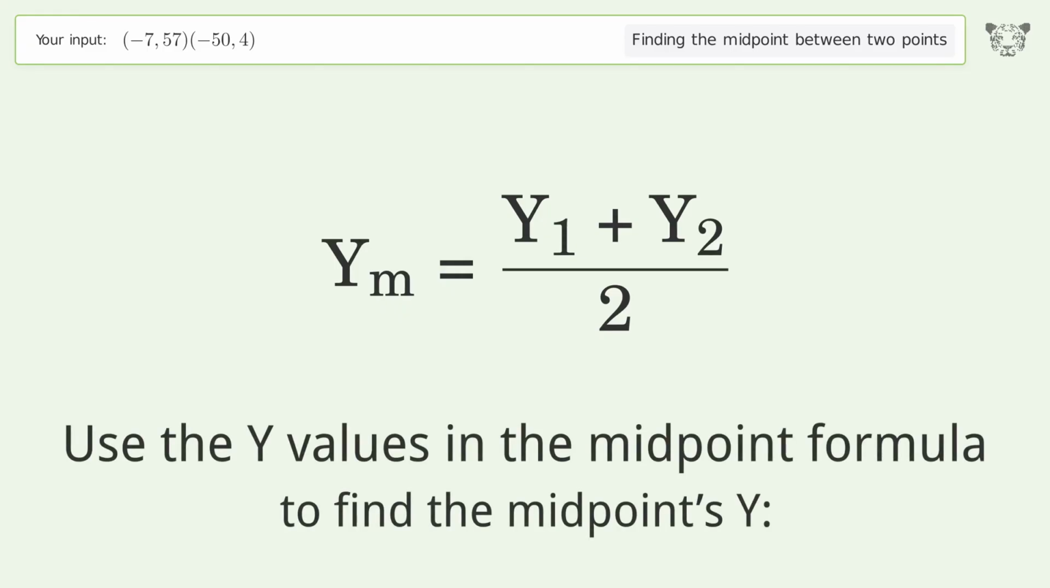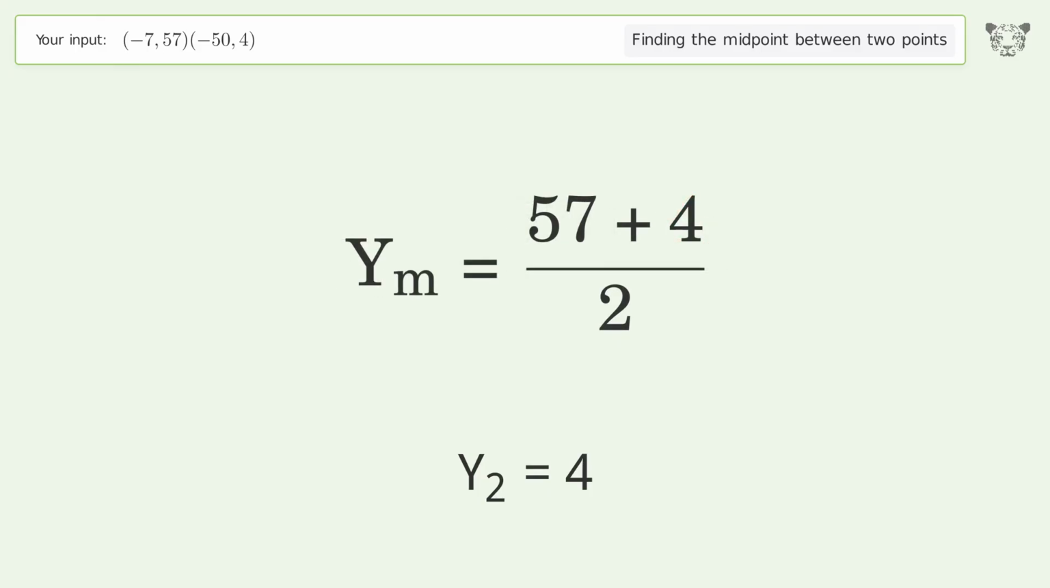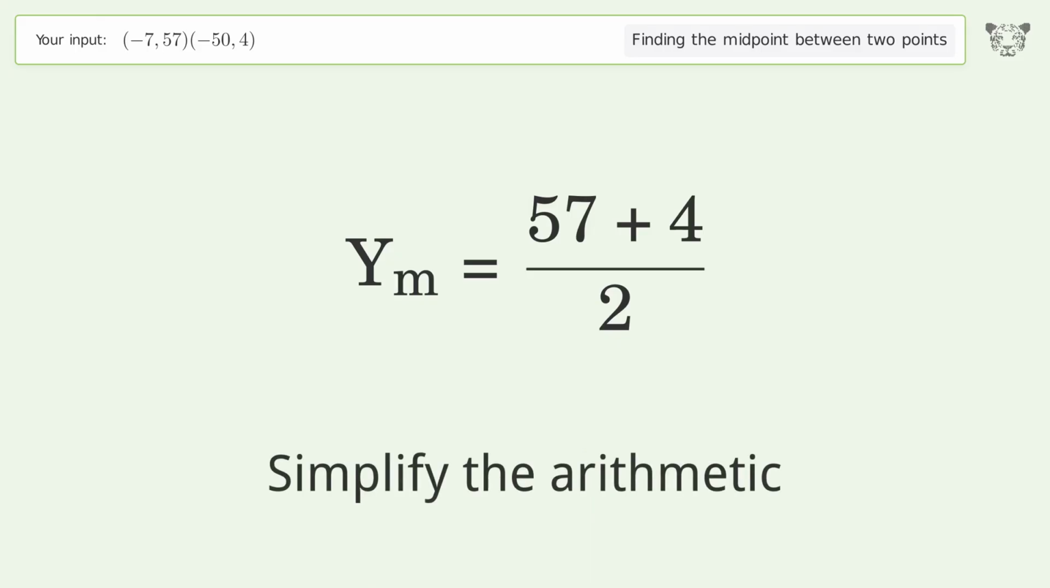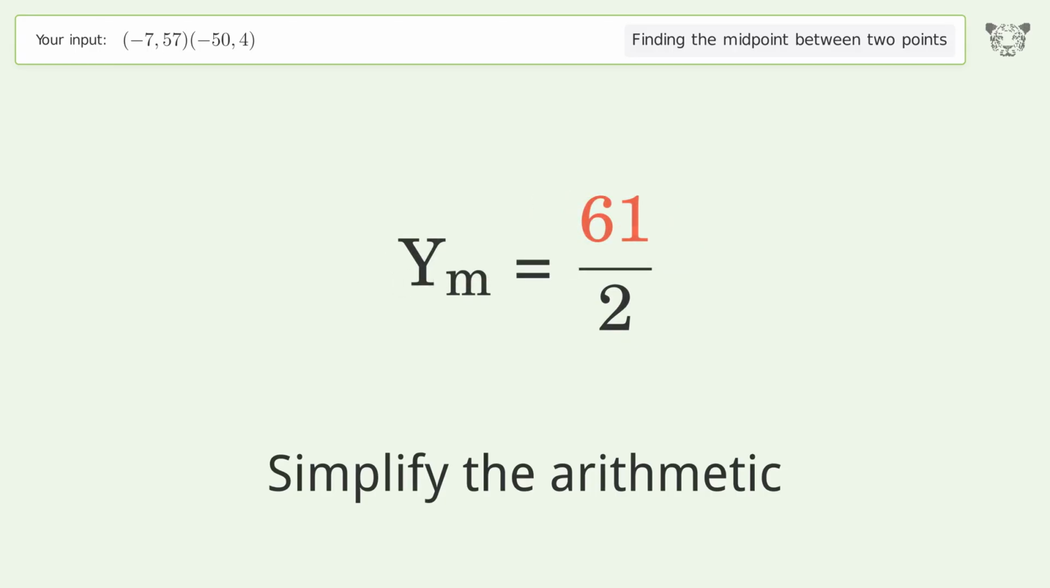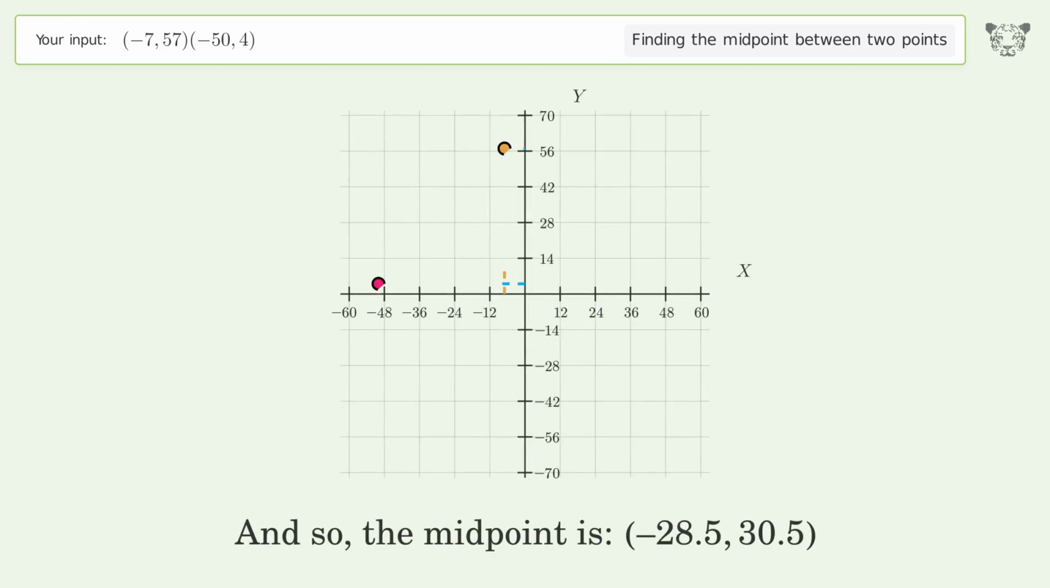Use the y values in the midpoint formula to find the midpoint's y. y1 equals 57. y2 equals 4. Simplify the arithmetic. And so, the midpoint is negative 28.5, 30.5.